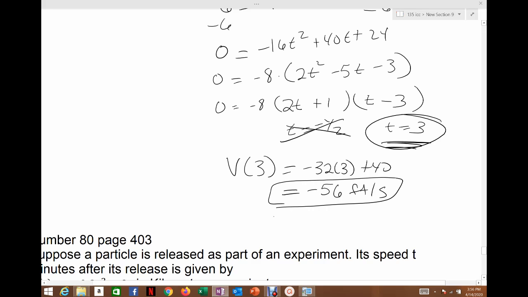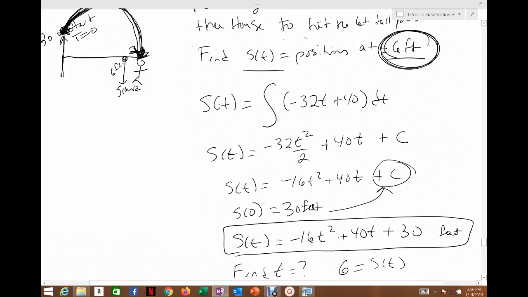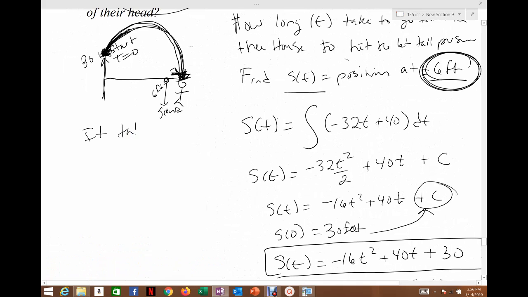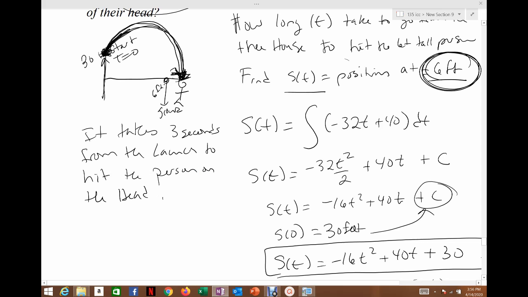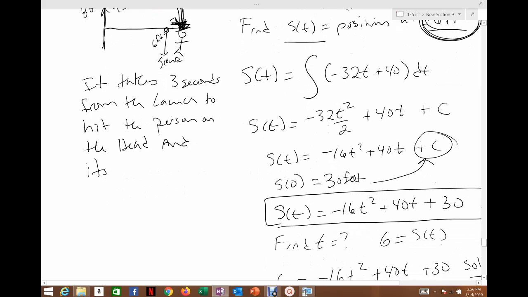So when it hits the person on the head, it takes 3 seconds from the launch, and its velocity is negative 56 feet per second. Negative just means it's moving down towards the person, so its speed is 56 feet per second.